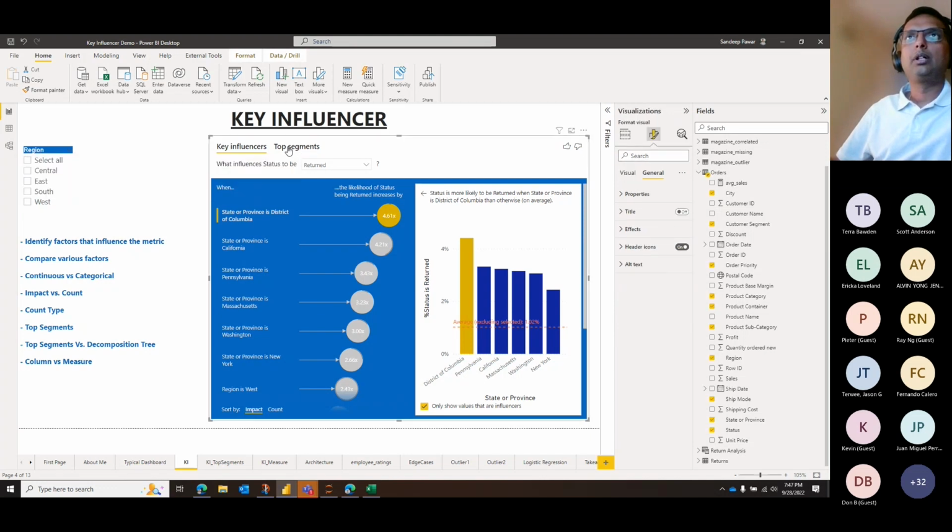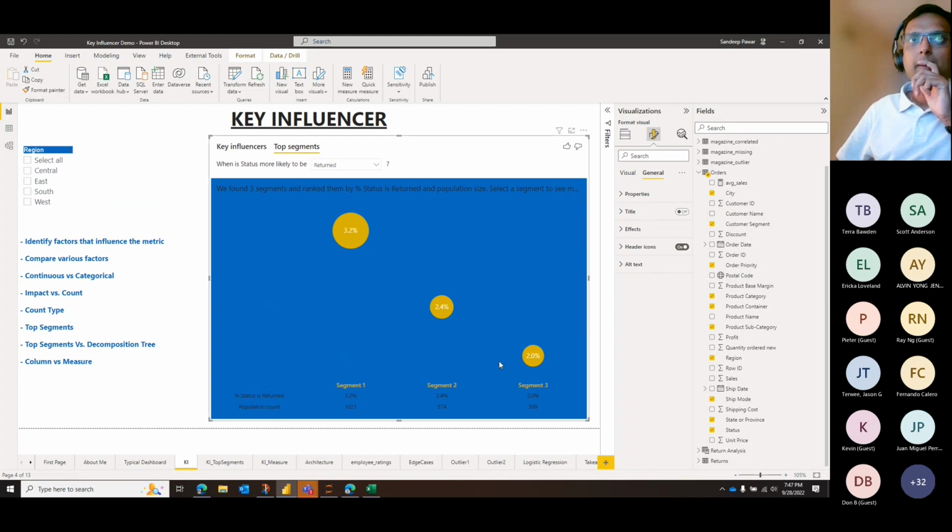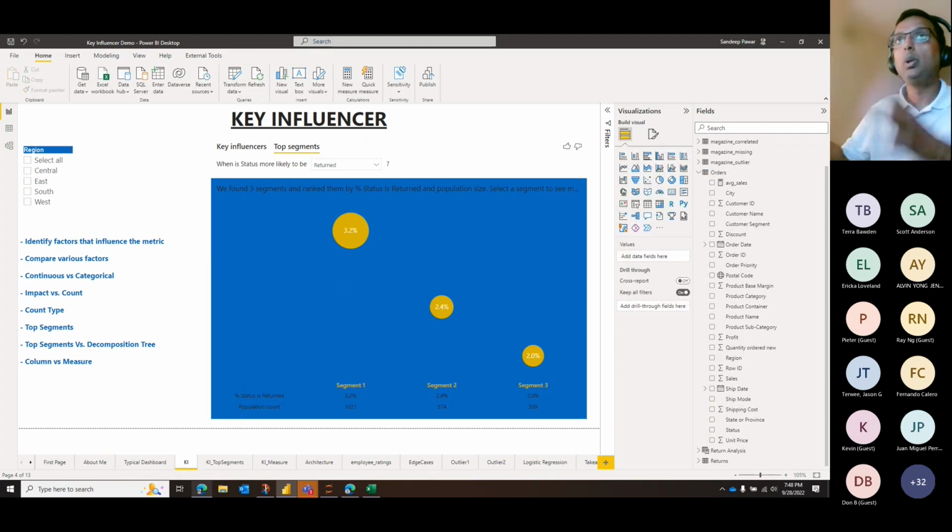Next to that is the top segments. And this part is, I think, one of the most underutilized parts of the key influencer visual and of Power BI, because I use it so often and it is so helpful. The amount of insight that you can get out of it, you would otherwise have to spend a whole lot of time writing Python and then understanding it and slicing and dicing. And this top segments does all of that for you.